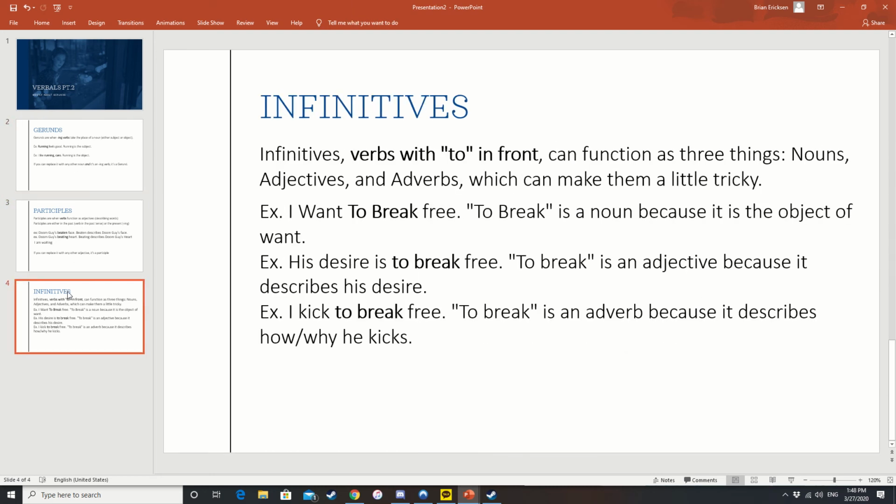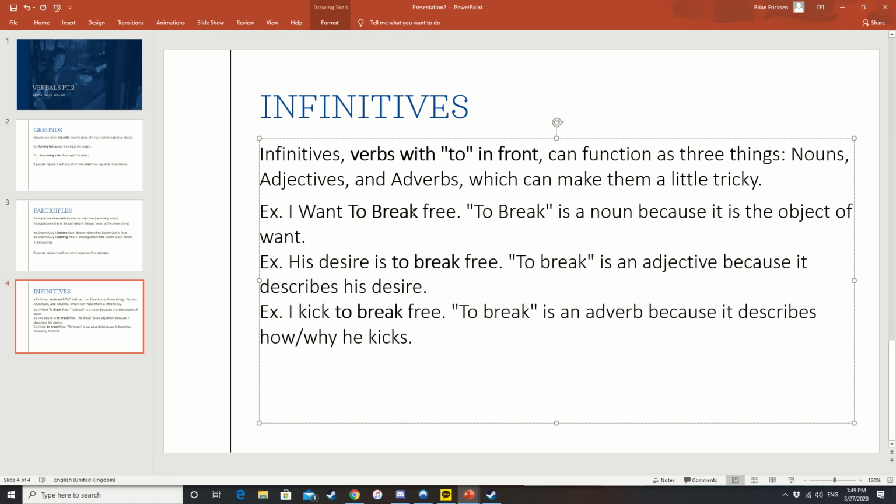Some of you struggled with infinitives. Infinitives are verbs with the to in front. If it does not have the to, it is not an infinitive. It has to have that to in front of it and be unconjugated to function as an infinitive. For example, in all three of these sentences, the infinitive is to break, and it's going to function as a noun, an adjective, or an adverb.